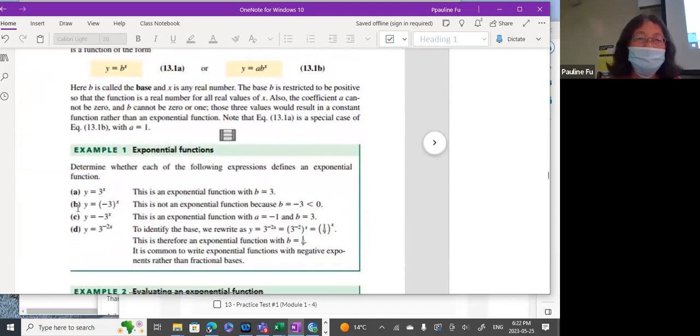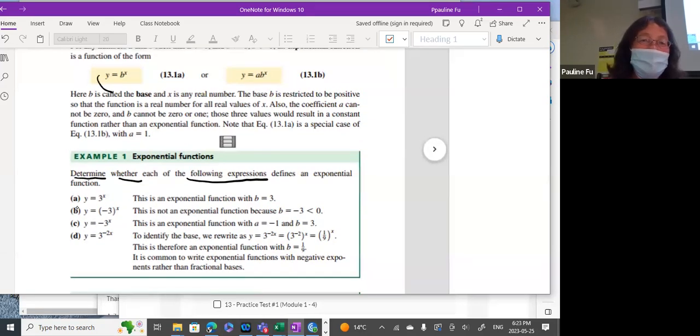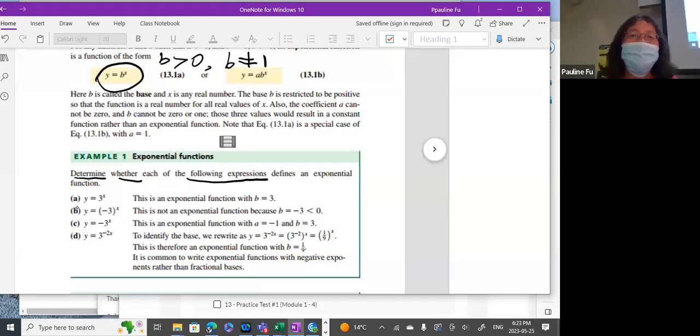Now let's look at an example. Determine whether each of the following expressions is an exponential function. Remember when we define an exponential function, y equal to b to the x, b must be positive, b must not equal 1. That is the definition. Base is positive, base is not equal to 1. Now look at a, 3 raised to power x. Is this an exponential function? Yes, this is.